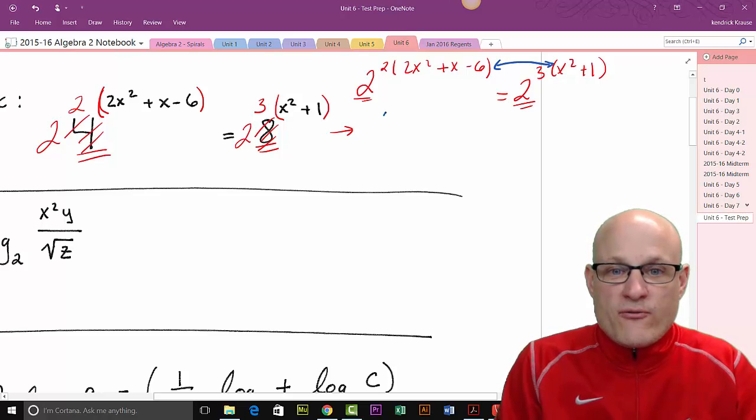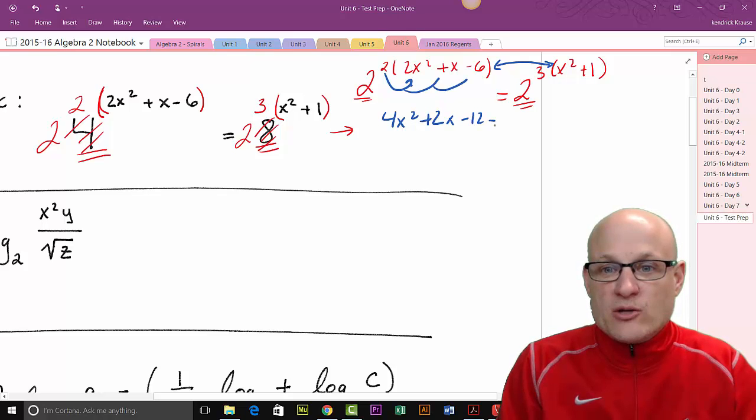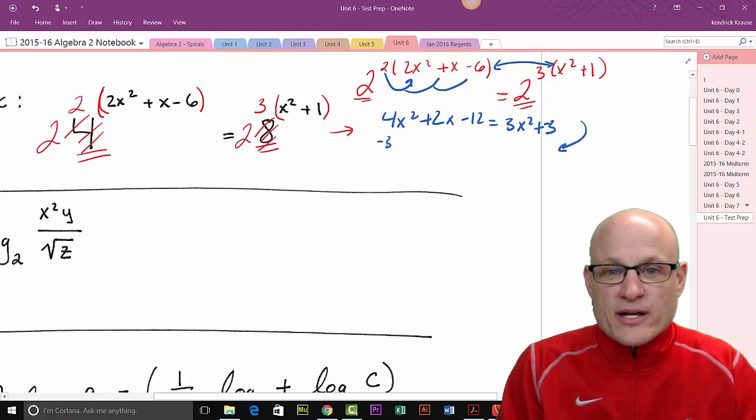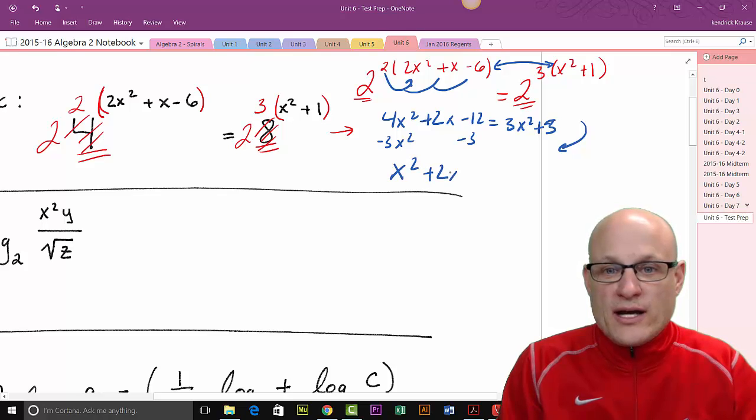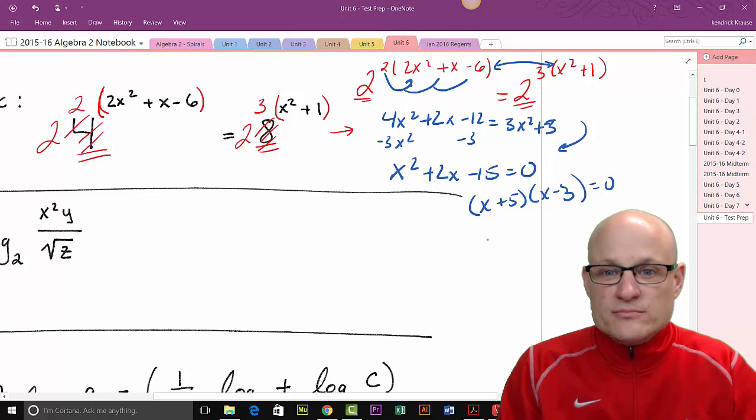Okay, so 4x squared, you're probably wondering where I got that. I'm distributing the 2, plus 2x minus 12 equals 3x squared plus 3. Now it's a quadratic that needs to be solved, so everything's going to the left side. So I'm going to subtract off 3x squared, and I'm going to subtract 3. So I get x squared plus 2x minus 15 equals 0. Factor it, x plus 5, x minus 3 equals 0, and I get two answers. I get x equals negative 5 and x equals 3.